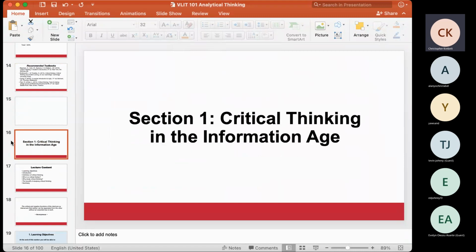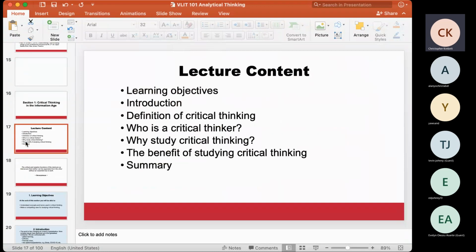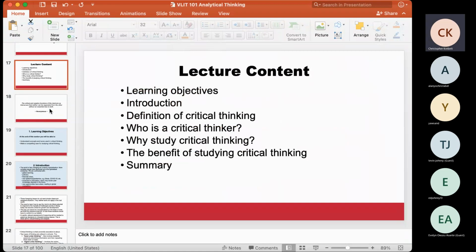Right. So we want to look at critical thinking, starting with section 1, critical thinking in the information age. And we'll be concentrating on these areas. We'll look at definitional issues. We'll try to define critical thinking, and we'll try to look at who are critical thinkers, or who is a critical thinker. What can you see or use to judge who a critical thinker is? Why do we need to study critical thinking? What are some of the benefits? And then after we're done with that, we run down, and that's it.